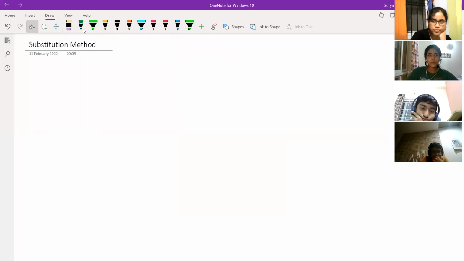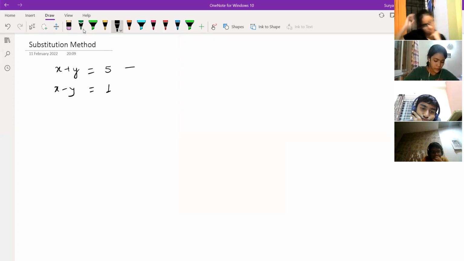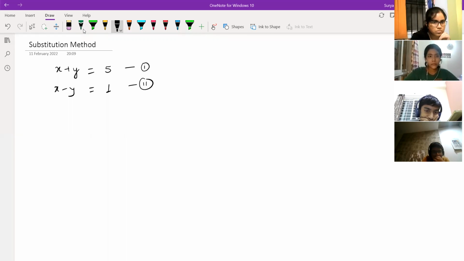So we'll start with one small example, okay? Suppose you have x plus y is equal to 5 and x minus y is equal to 1. So what is the answer, Krishna? Anyone tell me, what is the answer for x and y? 3 and 2, right? 3 plus 2 is 5. 3 minus 2 is 1.